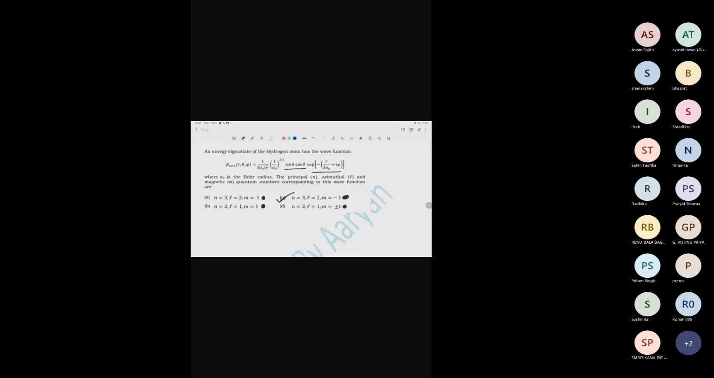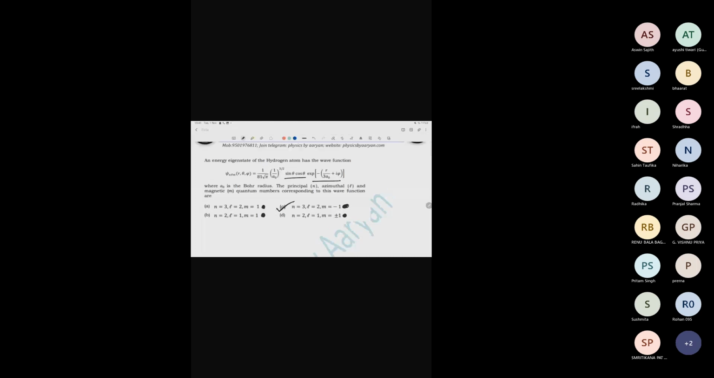Okay, now moving to next. What is L? Sir, 2. So L is 2, M is -1. So option C is correct. Do you all agree with me? So this is a TIFR PYQ. So let's see, now remove it. So C is the correct option. TIFR also has given option C is correct.